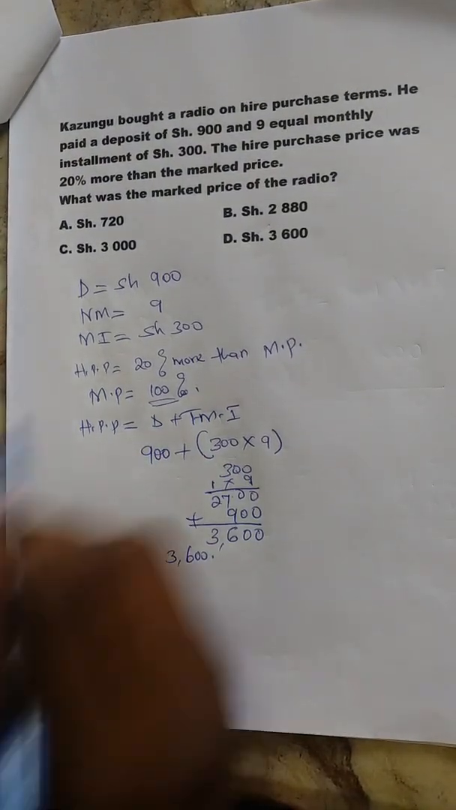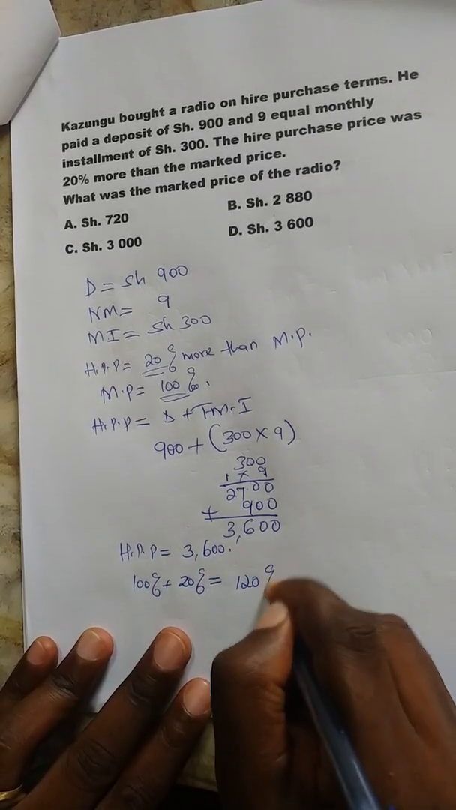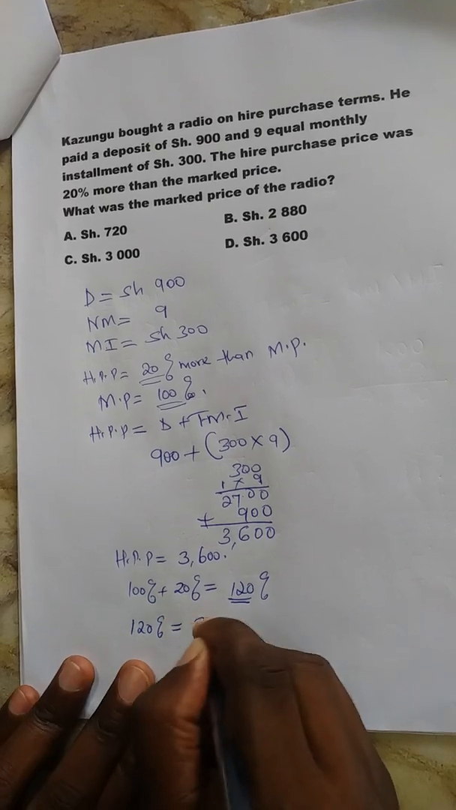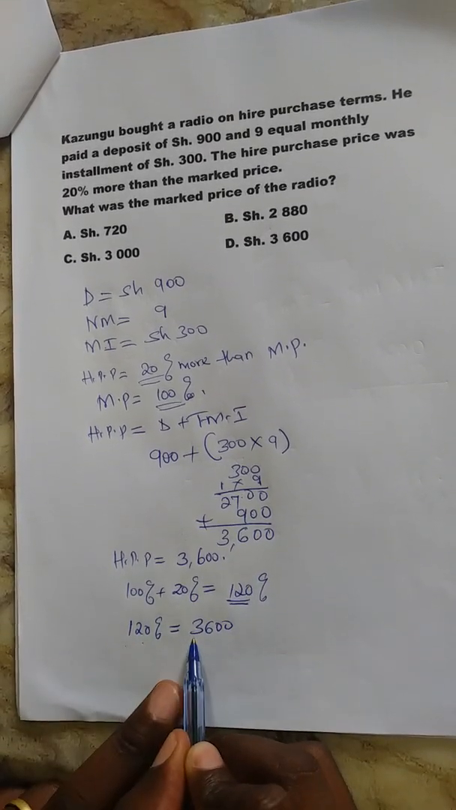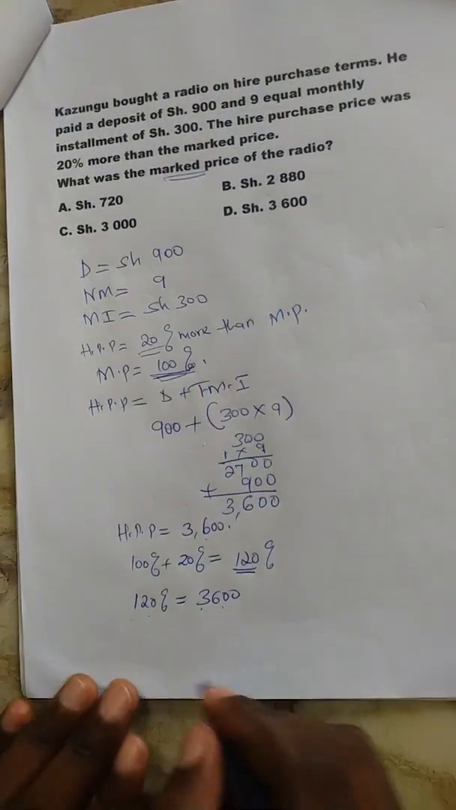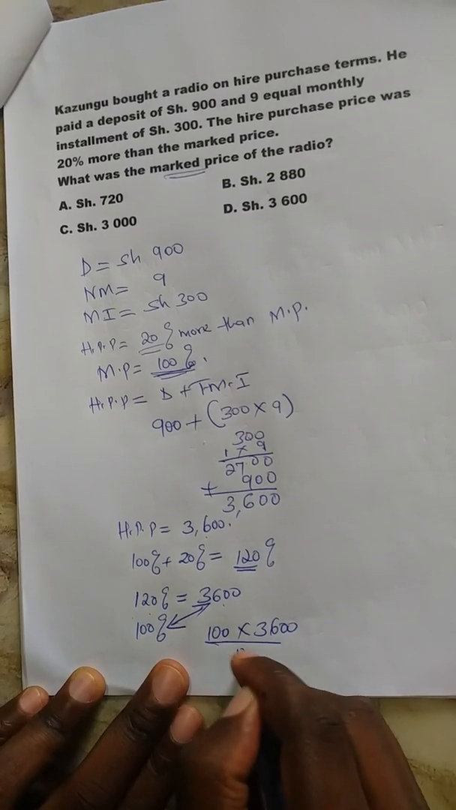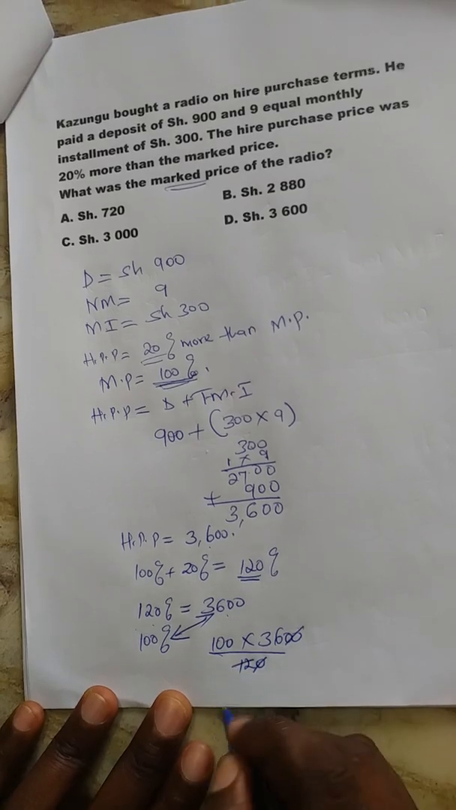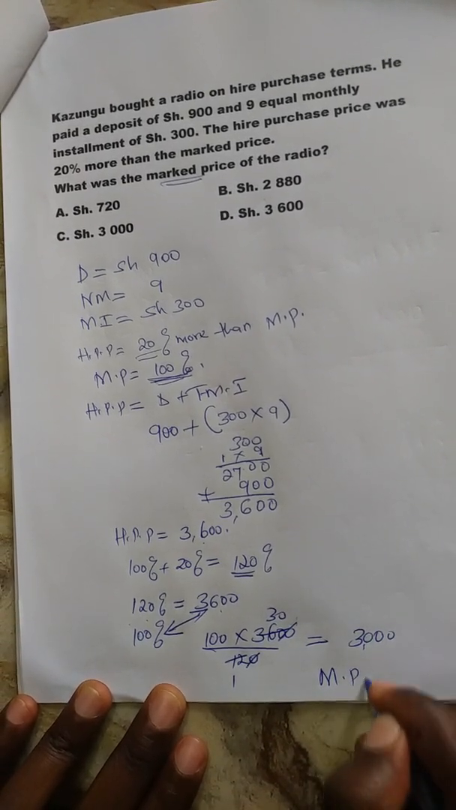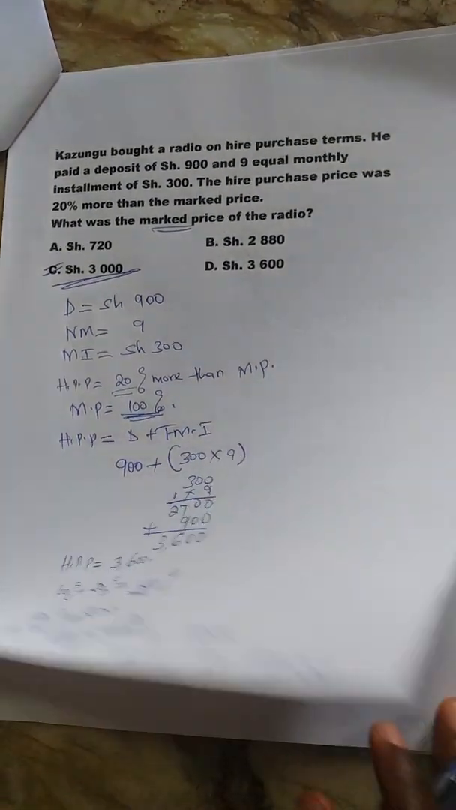We are told that the hire purchase price was 20% more than the mark price. The mark price is always 100%, 20% more. We add. So you say 100% plus 20%, which gives us 120%. 120% is equivalent to the hire purchase price. So our hire purchase price equals 3,600. 120% is equivalent to 3,600. But the question is asking the marked price. The marked price is always 100%. So 100%, you cross multiply. You say 100 times 3,600 over 120. By 0 go, by 0 go. By 12, 1, by 12, 30. 30 times 100, you get 3,000 shillings. So our marked price was shillings 3,000. Our correct answer is C. We move to the next question.